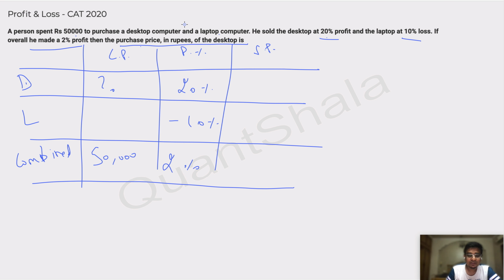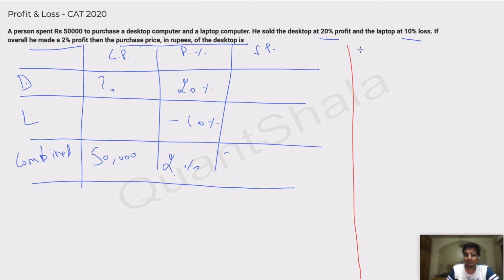Now from this table, what is easy to calculate is the selling price combined. Because we know the cost price, we know the profit percentage. So it's very easy to calculate. You could simply do, or let me actually show the calculation here for more clarity. So if you're given the cost price and profit percentage, there are two easy ways to calculate your selling price.